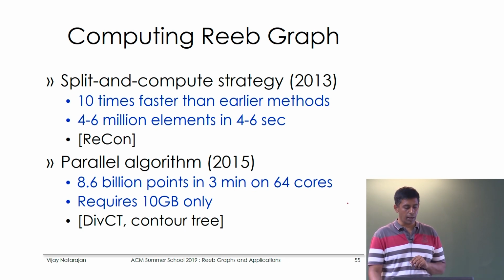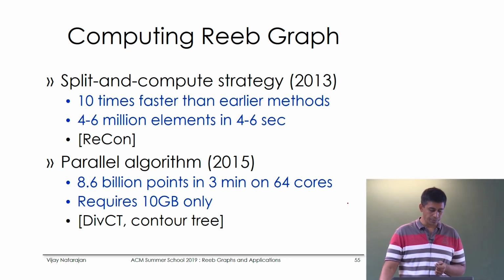64 cores. You can process really large data, and the good thing is that the algorithm does not require a lot of memory. So the RAM that you have is sufficient. 10 GB is what is used for this particular data set. So this is called DivCT. If you want, you can look this up.